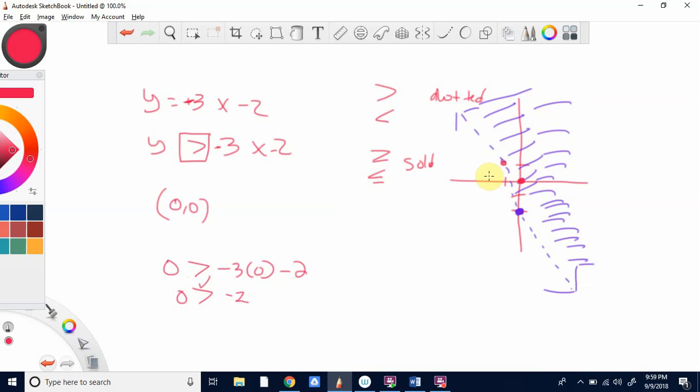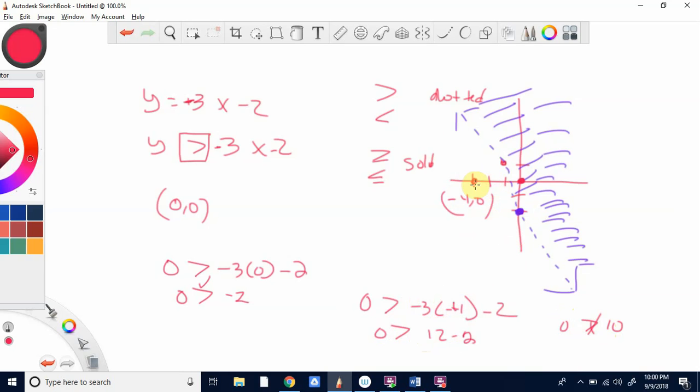What if I was to pick, let's say, this coordinate, negative 4, comma 0? That's clearly on this side of the line. What if I were to shade this side instead? Well, I need to make sure it's true. So I'm going to put this coordinate in there. 0 greater than negative 3 times negative 4 minus 2. 0 greater than 12 minus 2, which is 0 greater than 10. That's a false statement. So if I shade it down here and pick a point in that region, it's wrong.